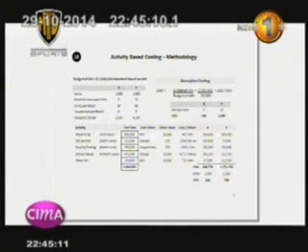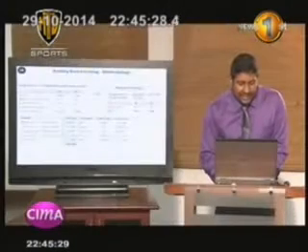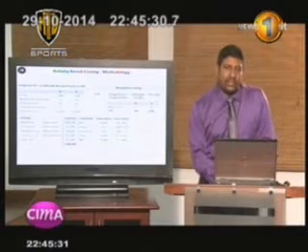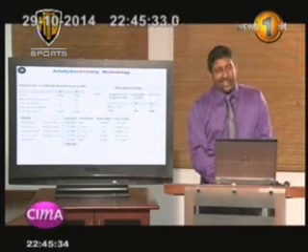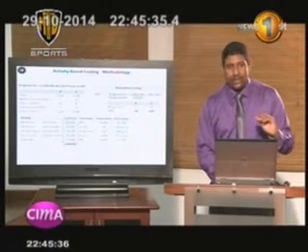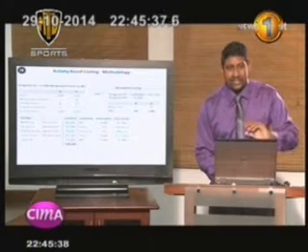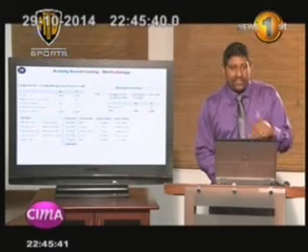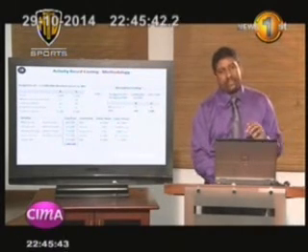For each activity we need to take the total cost pool, or somebody has to split the 2 million among the identified activities, total cost pool divided by the total driver value to arrive at the cost per driver. Now how do you calculate the driver value? Let's look at setup cost. Setup cost is driven by the number of setups. Number of setups as in, let's say you have one batch, the number of setups would be 1. If you have 5 batches, number of setups would be 5.